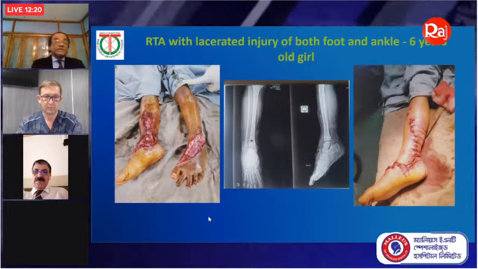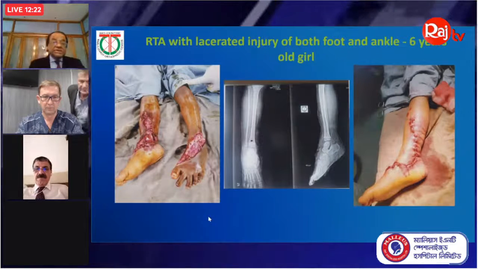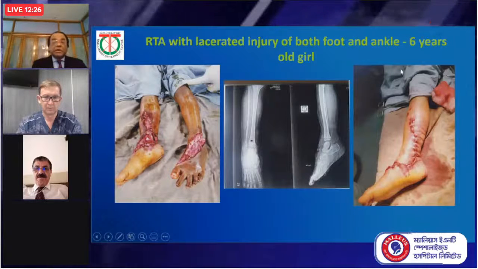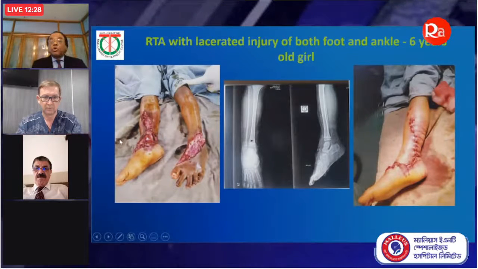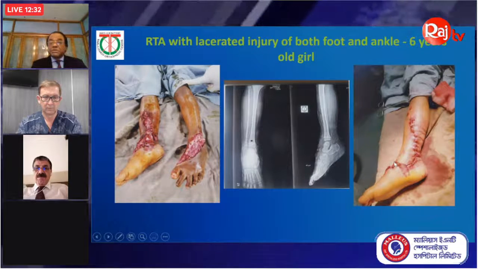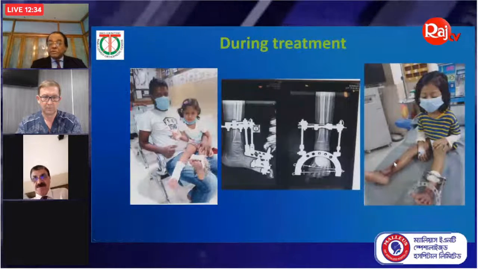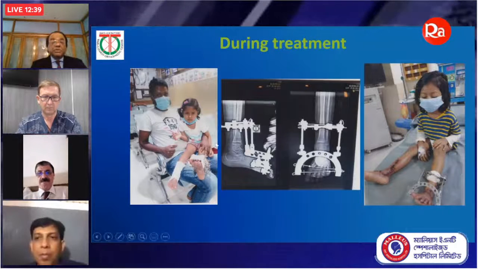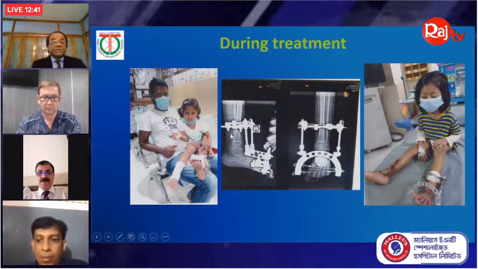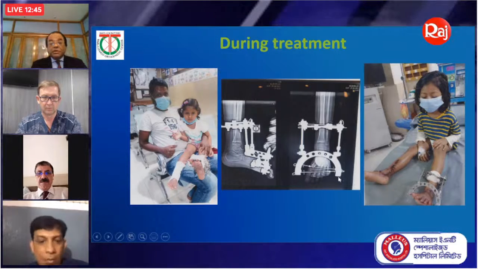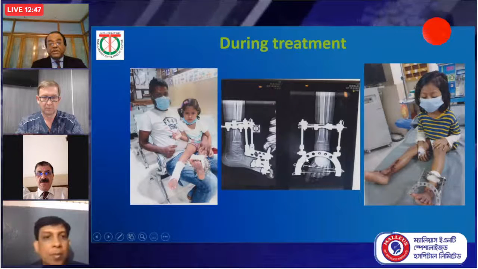See, this is a lacerated high-trauma injury of both foot and ankle of a 6-year-old girl. Look at this, a devastating injury. And then what I have done, very simple. Considering the age of the patient, 6 years, put one ring here and only two olives from the medial side, from the lateral side, and this is the arch.